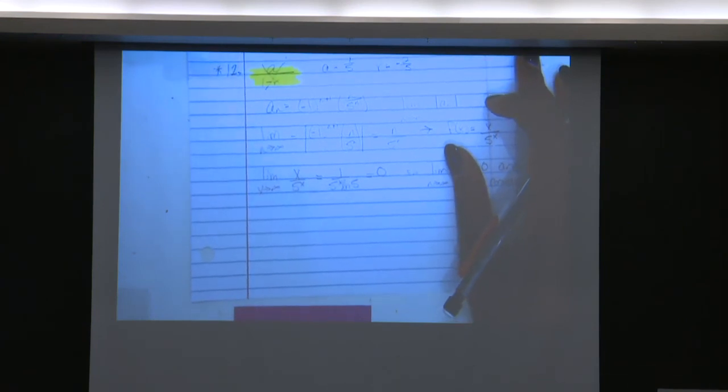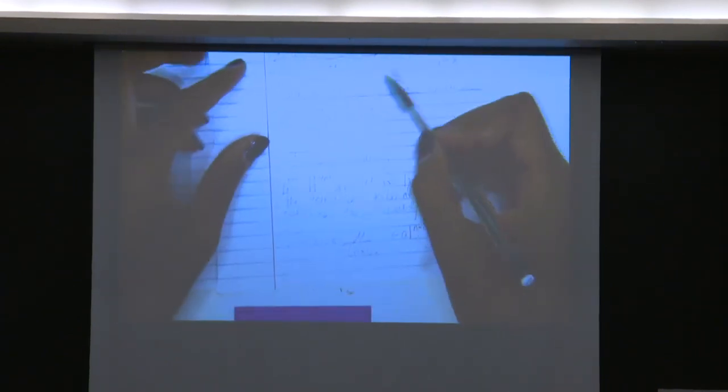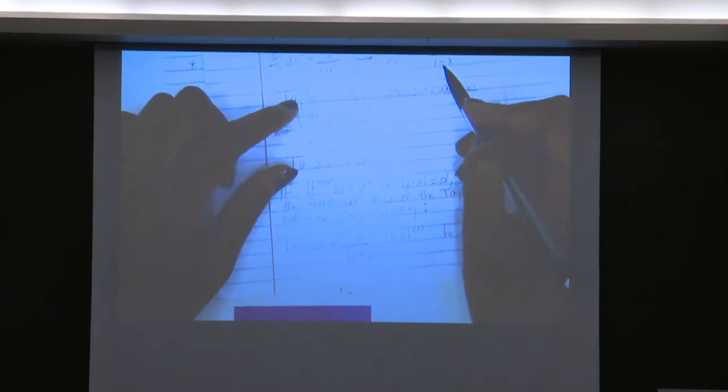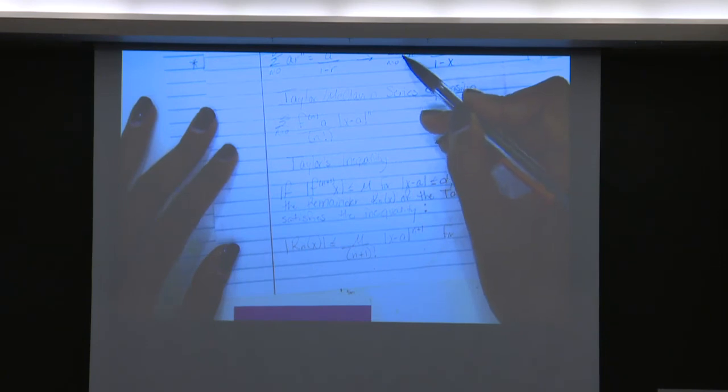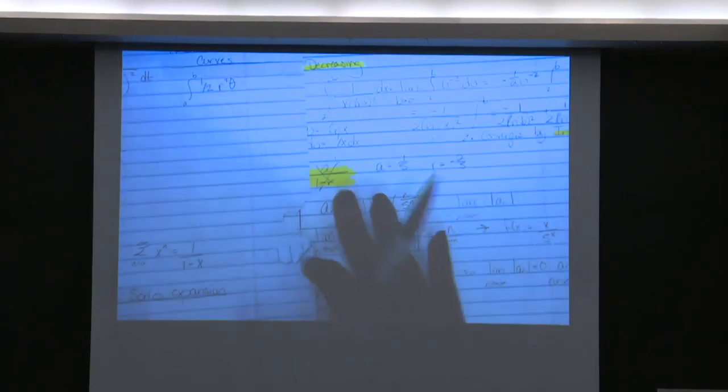Number 12, find a formula for the general term. This is what you use for that: your geometric series function, 1 over 1 minus x, always, and that equals the summation from n equals 0 to infinity of x^n. So I'm finding the general term for this sequence.